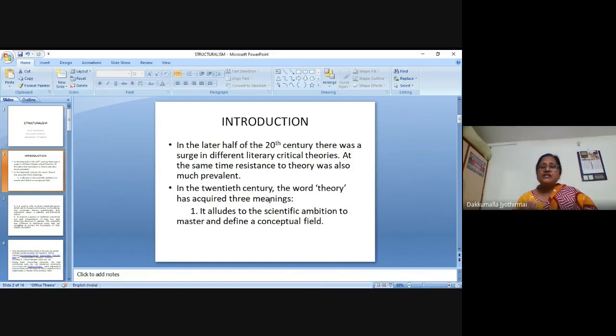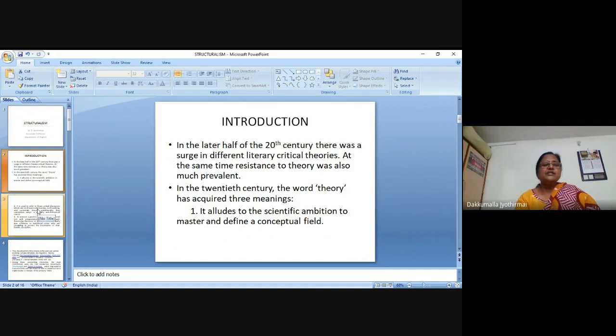So it was the ambition of many critics, like say Eliot. As I told you, he uses a scientific analogy in his essay Tradition and the Individual Talent, which we have already discussed, or you have already learned in the third semester. So in the 20th century, the meaning that is attached with this word theory, firstly, is this scientific ambition.